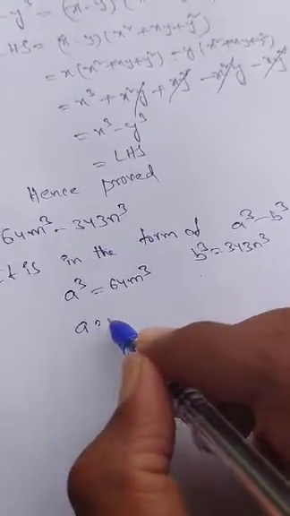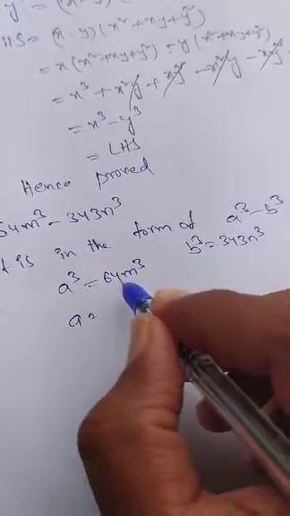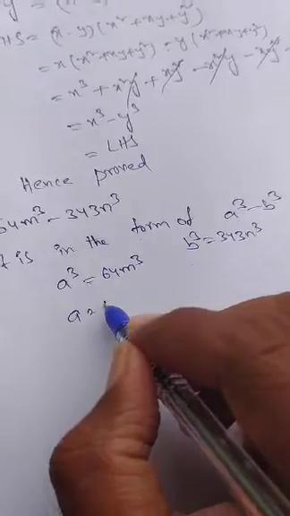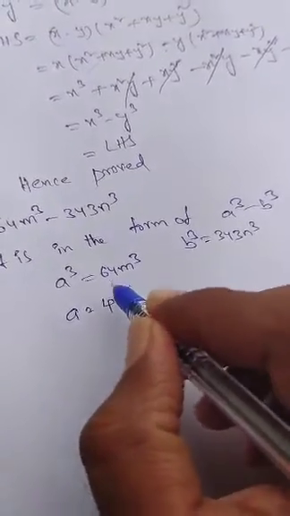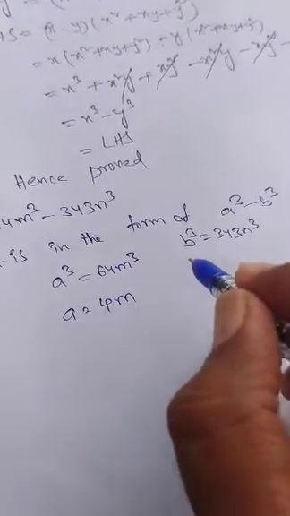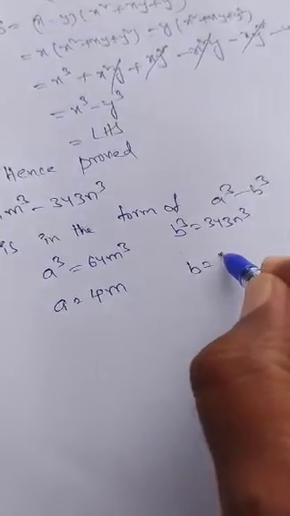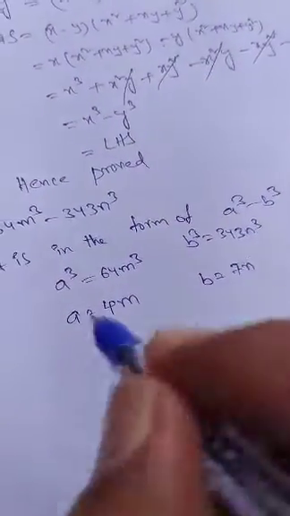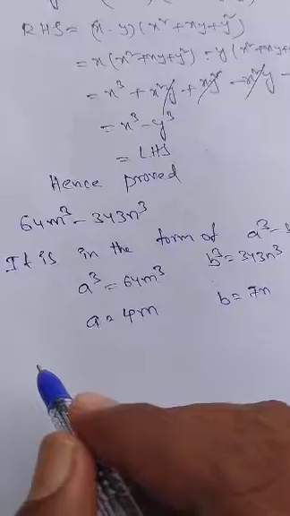So a value will be, if I transpose cube to the other side, it will become cube root. So cube root will be 4m. Cube root of 64 is 4. Cube root of m cube will be m. And b will be 7n.